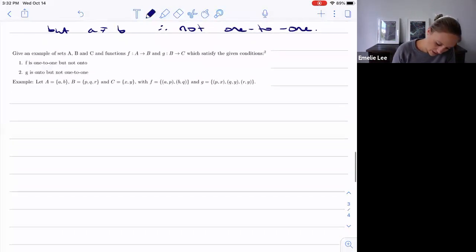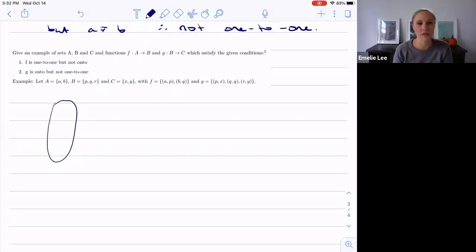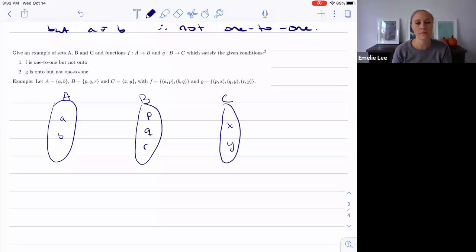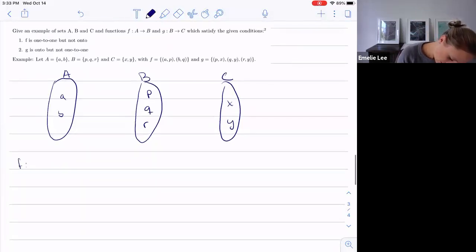So what I'm going to do is, we usually resort to these pools, puddles. This is A. A has elements a and b. B has elements p, q, and r. And then C has elements x and y. So the function f maps from A to B. And specifically what it's saying is that f takes a and maps to p, and b and maps to q.